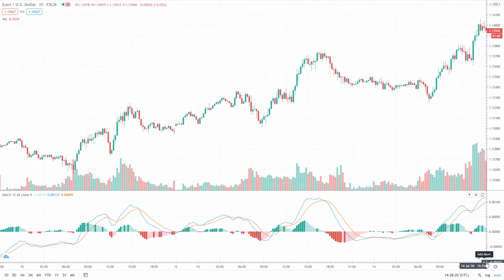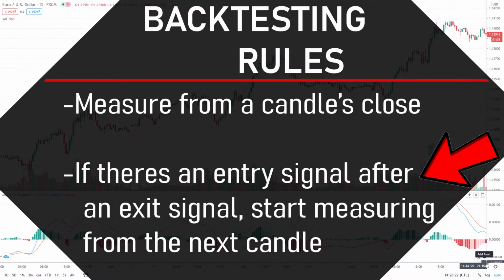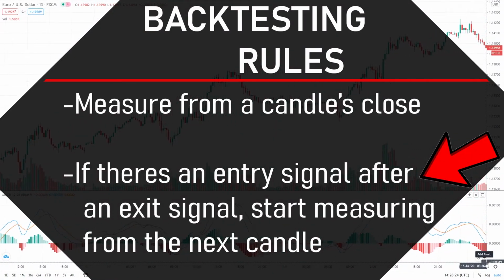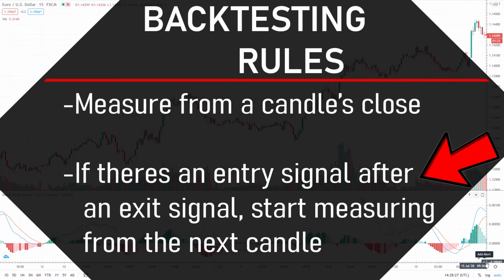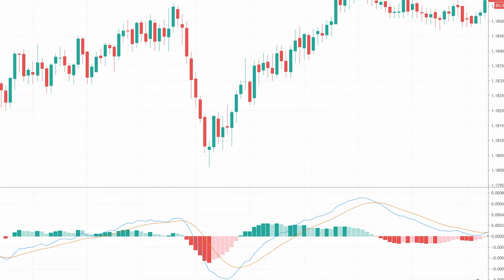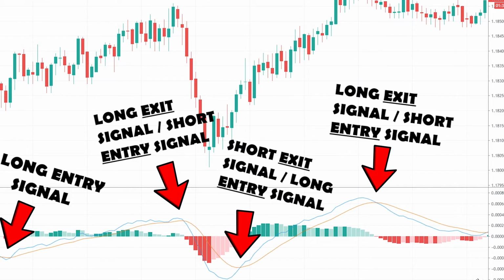The next rule is that if my entry signal appears immediately after my exit signal, I'm gonna enter at the next candle. So what do I mean by this? Because our exit strategy is waiting for the MACD to cross over, there are often times where the MACD displays an entry signal right after it displays an exit signal, as shown here. So if this happens, I'll start measuring at the next candle's close.